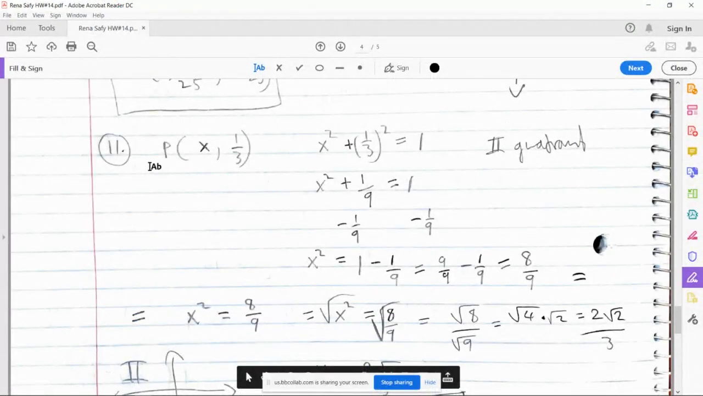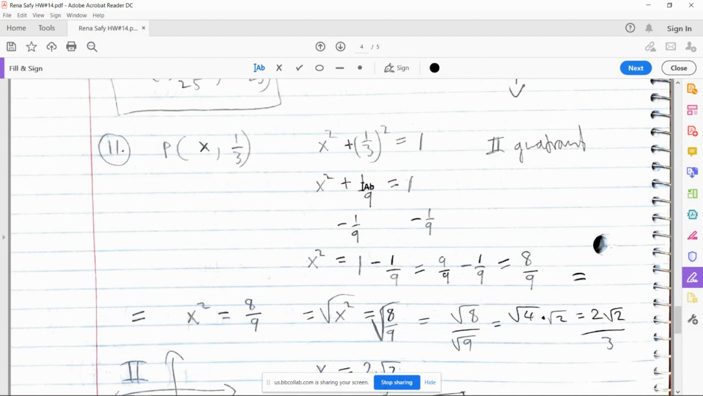So for 11, I had to find the missing coordinate for x. Since this is on the unit circle, I used the equation x squared plus y squared equals 1, and I plugged in 1 over 3 for y. It was giving me the information that this will be in quadrant 2, so I just wrote it down here.